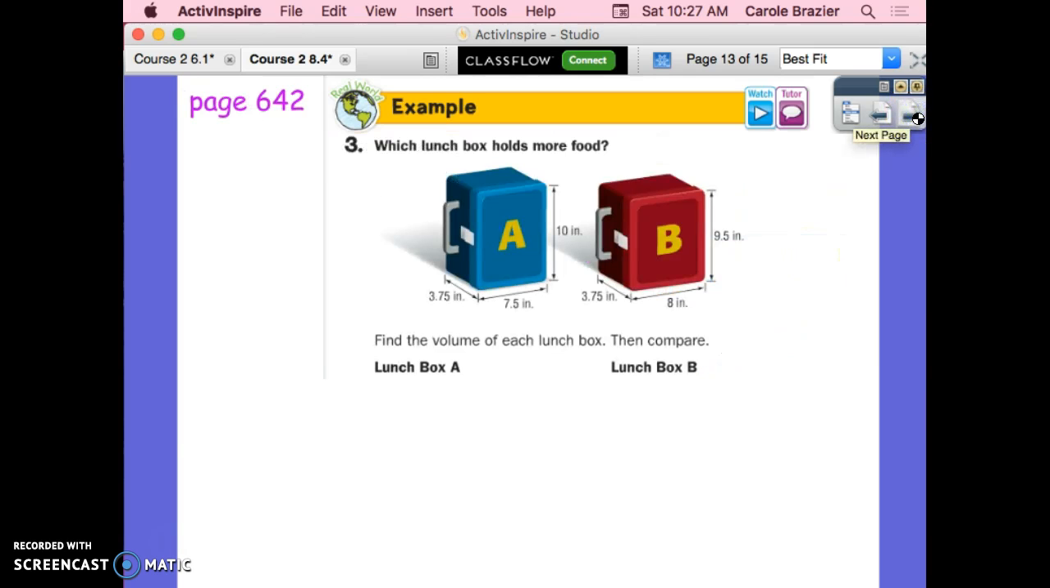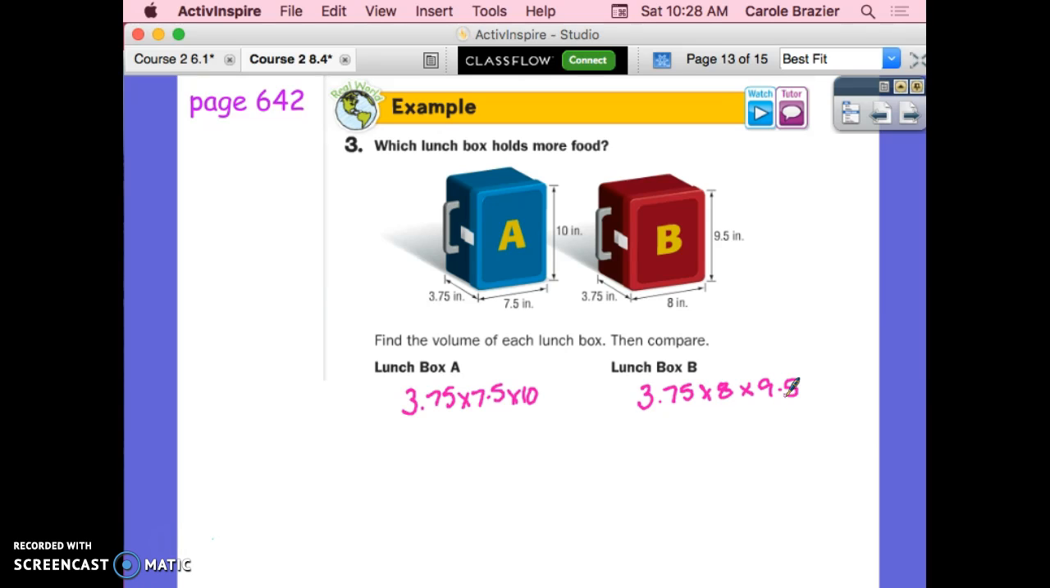Now, just like with anything, we have to take it one step further. So we're going to have to compare. So the first thing I have to ask is, what is the base of each of these shapes? So if I'm looking, it's not a triangle. So I know I'm going to use length times width times height for my formula for the rectangular prism. Okay? So length times width times height, I'm going to do 3.75 times 7.5 times 10 for lunchbox A. For lunchbox B, I'm going to do 3.75 times 8 times 9.5.